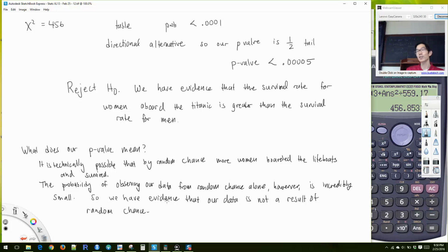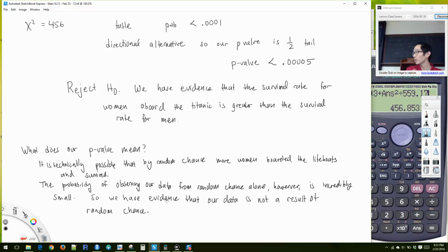Statistics doesn't give us any insight into what happened, why women. It gives us no insight into causal information. Historic accounts indicate that this notion of women and children first, and that this priority was given to women and children, is the reason for this. So because of that, we have an idea of what happened, but the statistics, the data itself, does not provide that insight.